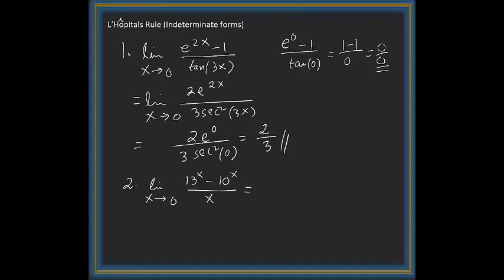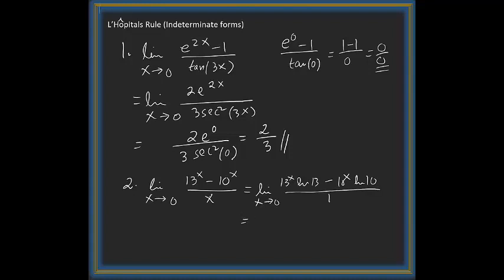So then what we should do, keep your limit, x approaches 0. The derivative of 13 to the x is just like a to the x. You know the derivative of a to the x is a to the x natural log of a. So in this case, your derivative will be 13 to the x natural log of 13 minus, next one will be 10 to the x natural log of 10, over the derivative of x, which is 1.